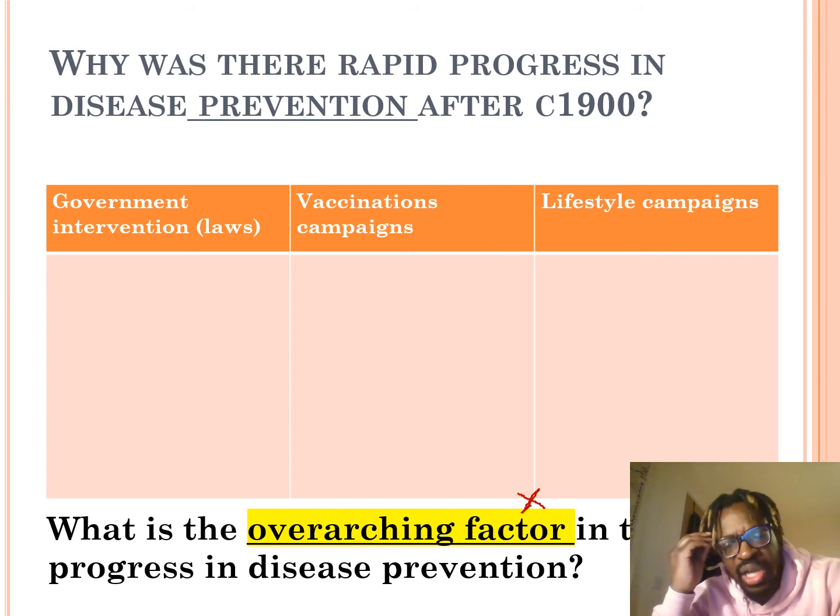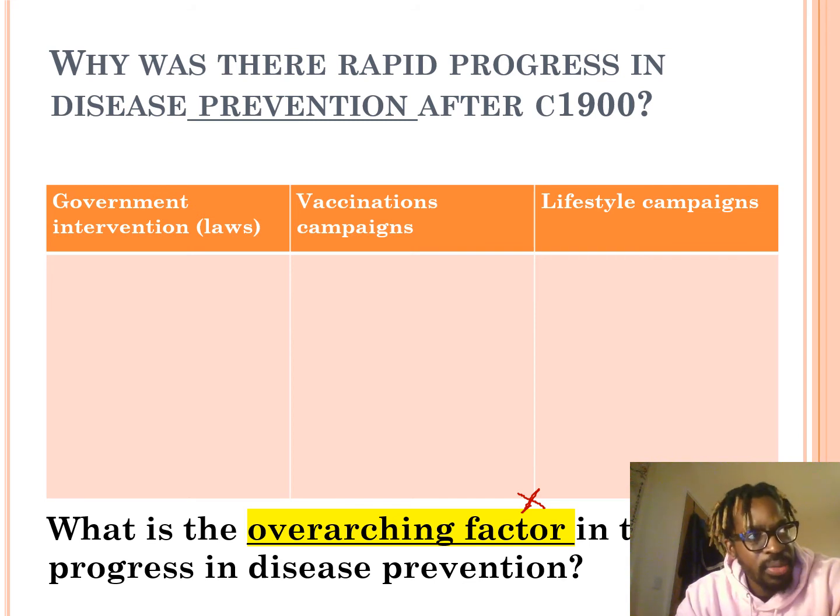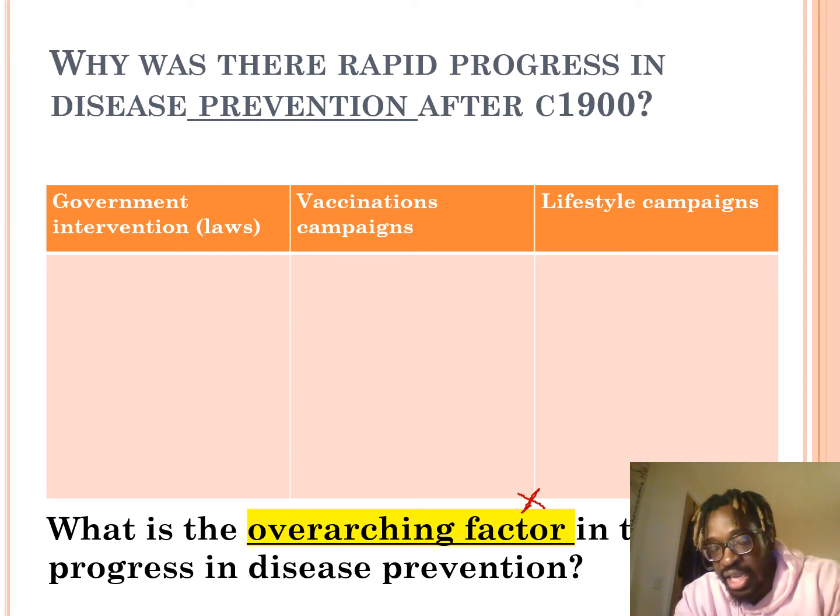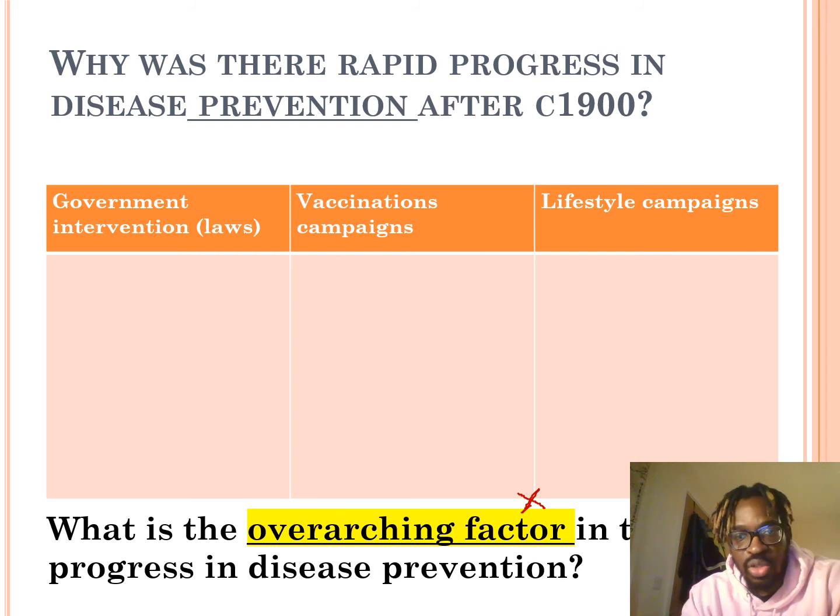If you're thinking what I mean by lifestyle campaigns, stuff like sugar tax. That's to make sure that we lower our sugar consumption, because too much sugar leads to diabetes. Okay, so that's an example of the types of things I'm talking about. Again, read the Word document, you'll find the answers.